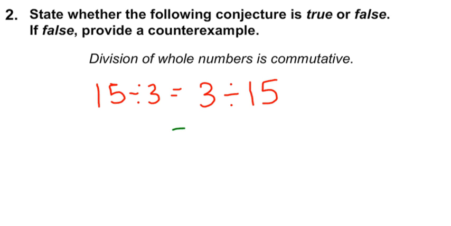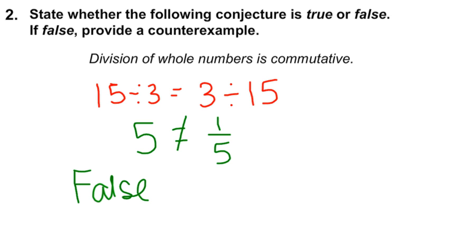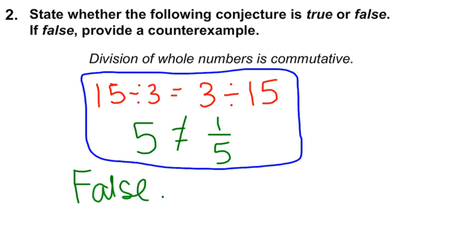Well, on the left side, I get 5. And on the right side, I get 1/5. So 5 does not equal 1/5. Therefore, this conjecture is false. And then when I want to provide my counterexample, all I have to do is show this example. I'm just going to do one more with you.